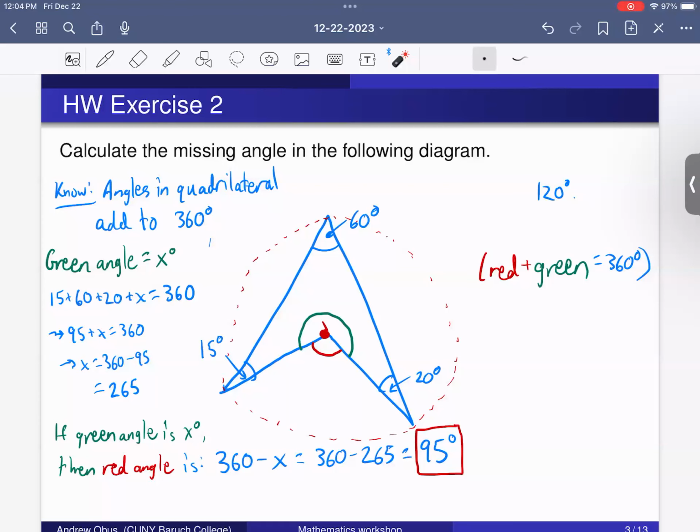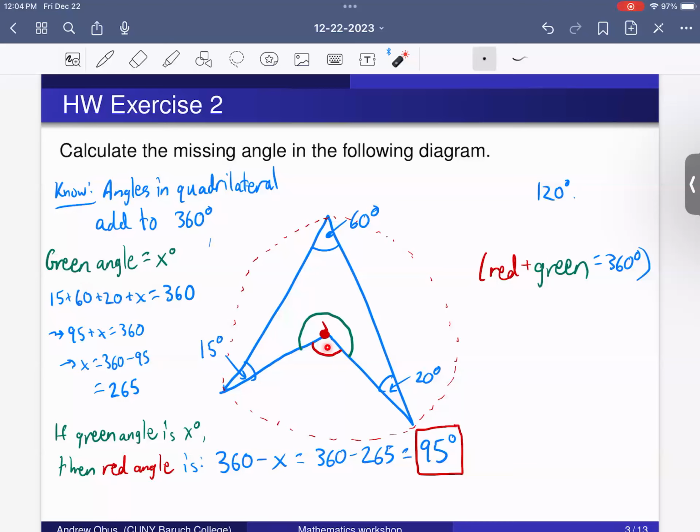For example, we know the red angle to be 95, the sum of all three angles. Say the angle above is x and you don't know it. Can we sum everything to 95 and solve for x, the angle that is not given? Yeah, exactly. Because it's the same thing, we have basically the same two equations, right? From the quadrilateral, we have 15 plus 60 plus 20 plus x equals 360.